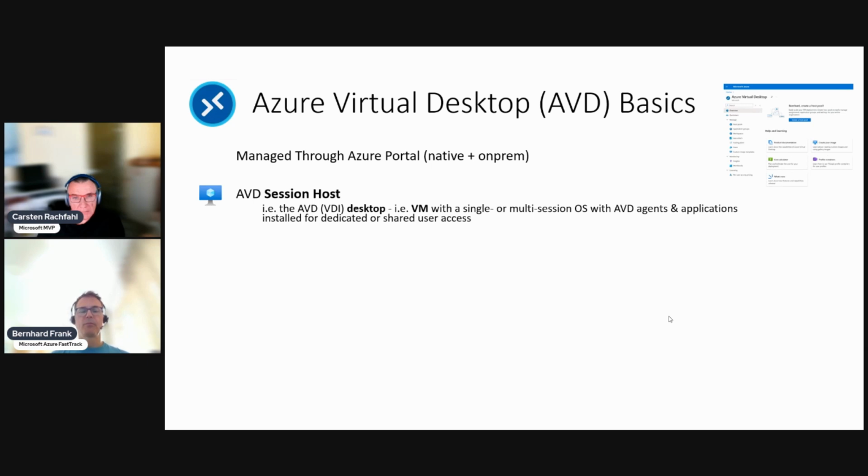Some artifacts that I need to explain: what is an AVD session host? This is the VDI, this is the desktop. This is a virtual machine running either a single or multi-session operating system, Windows 11 currently, with some agents on top of it, which hook it up to the Azure Virtual Desktop service. And it also contains the applications that you want to give your users, or that your users are working with.